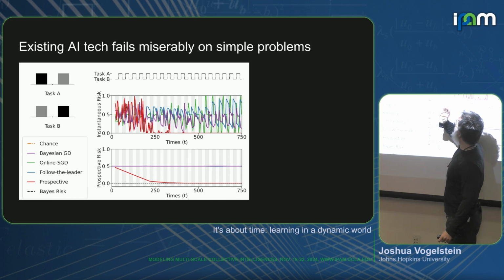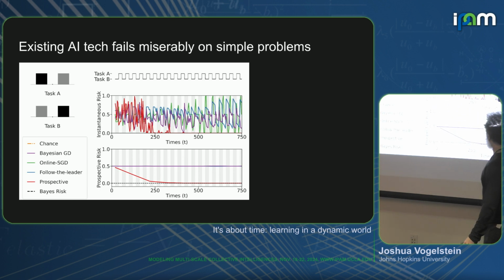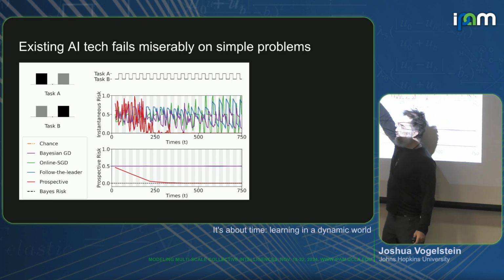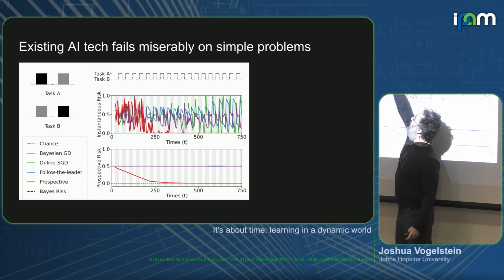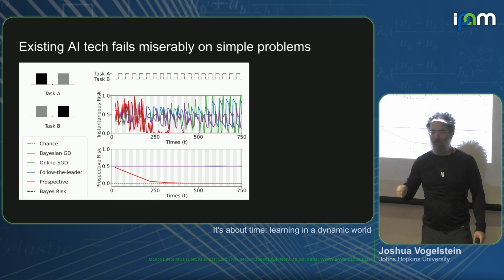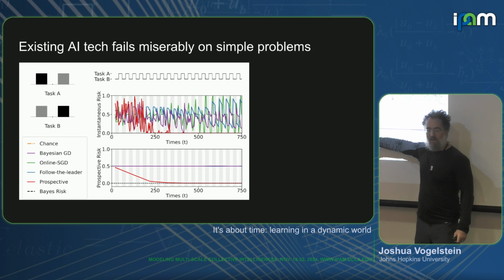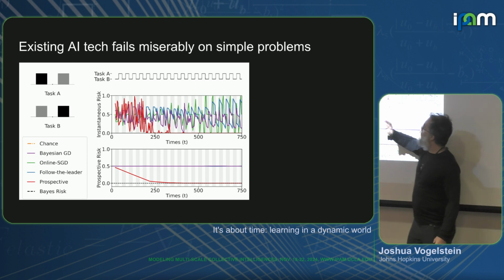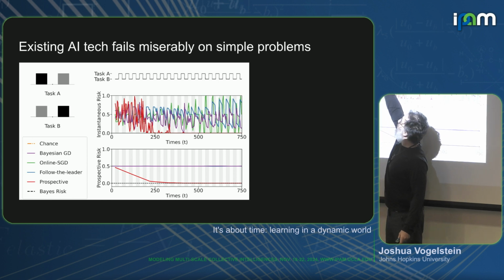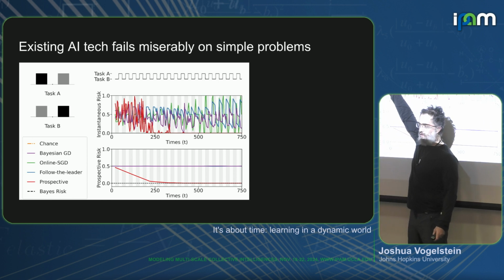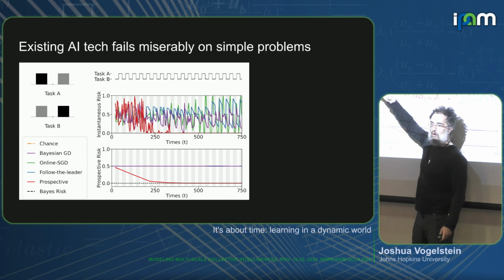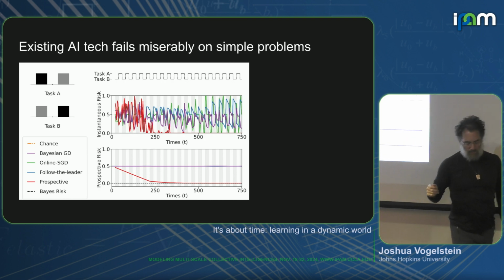OK? And now what we're going to say is this x-axis is time. And we're going to say what's happening with the data is every 20 samples is going to switch from task A to task B. We didn't tell the algorithms that. That's just what's happening. OK? So after 20 samples of B, now it switches to A, then it switches back to B, then it switches back to A, reliably every 20 time steps.